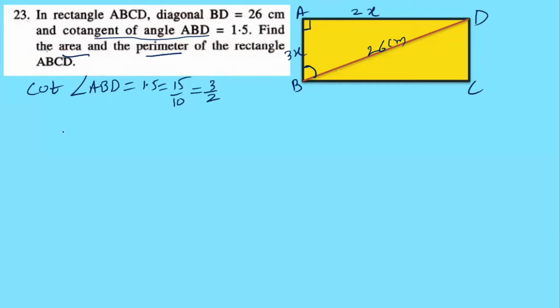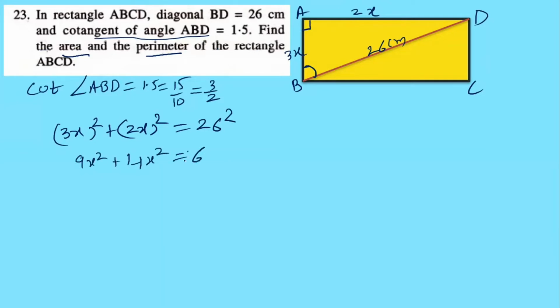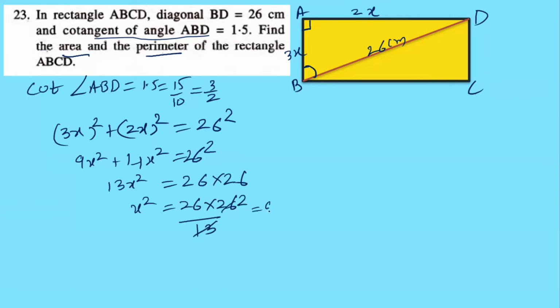So we get 3x square plus 2x square is equal to 26 square. So 3x square, that is 9x square, plus 4x square is equal to 26 square. So we get 13x square is equal to 26 into 26. So we get x square is equal to 26 into 26 upon 13. 13 2s are 26, times 2 is 52. So we get x is equal to square root of 52, which can be written as 13 times 4, which is 2 root 13. This is the value of x.